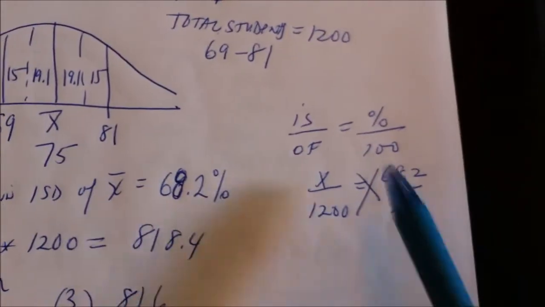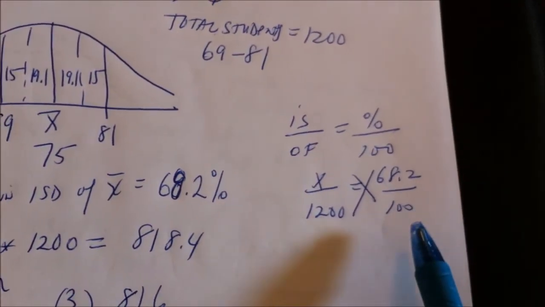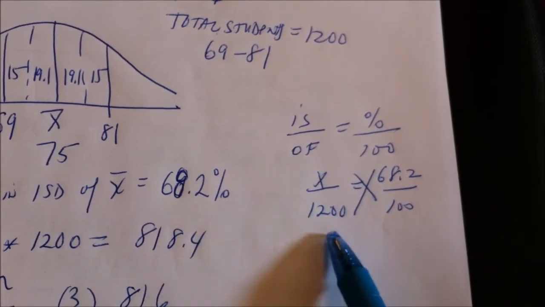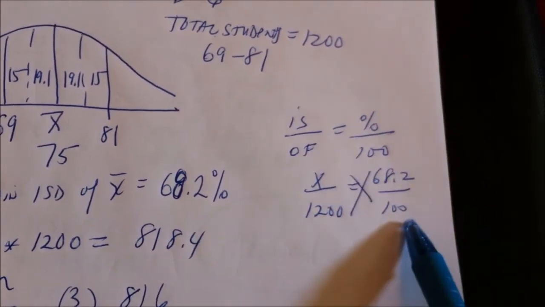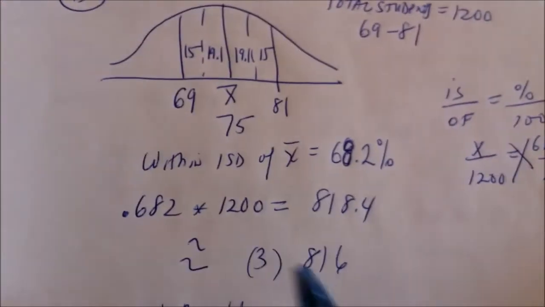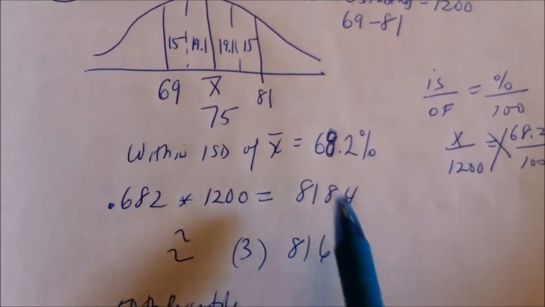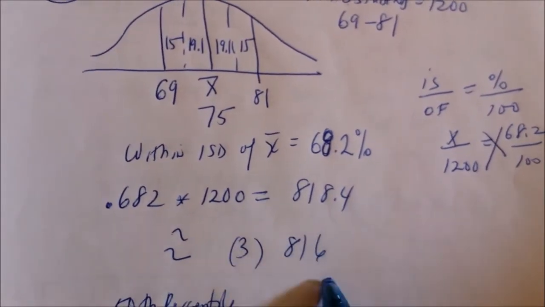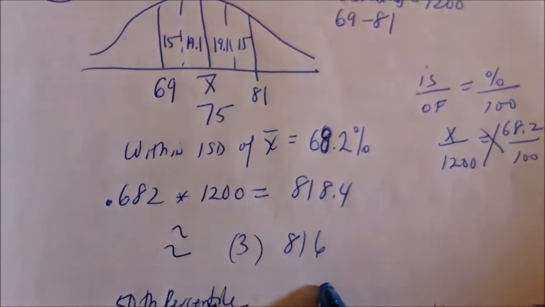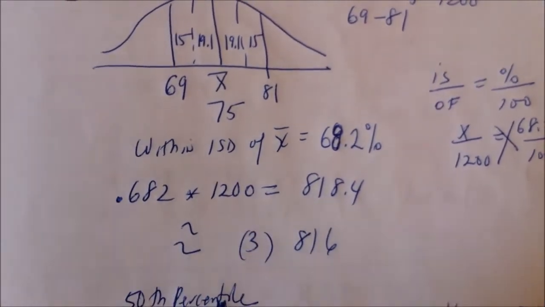You have a choice. You could do your is over of equal percent over 100 thing, which is x over 1,200 equals 68.2 over 100. Or you can just multiply 0.682 times 1,200 to get your approximation. And the one closest to it was 816.